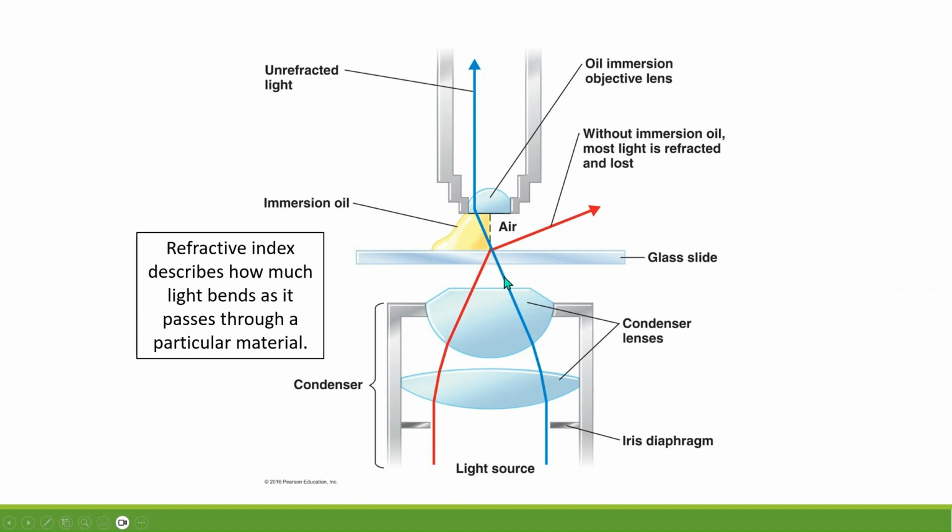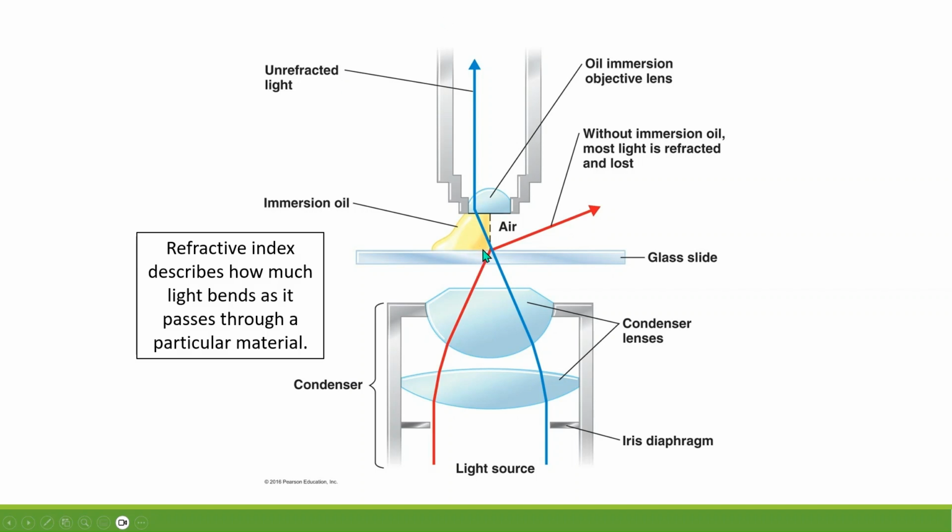And when it passes again through your glass slide into air, if we look at the red here, that glass slide is going to bend the light again. And it will bend the light in such a manner that it will bend it away from your objective lens at 100x. And we want to stop that. This phenomenon is called the refractive index, or how much light will bend as it passes through a particular material, whether that's the glass or the air or immersion oil.